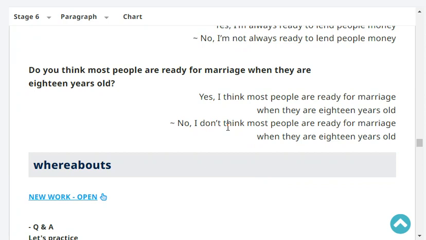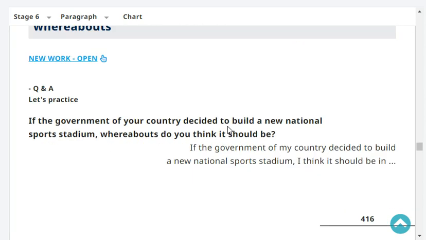Reggie, do you think most people are ready for marriage when they are 18 years old? Yes or no? Yes, I think most people are ready for marriage when they are 18 years old.